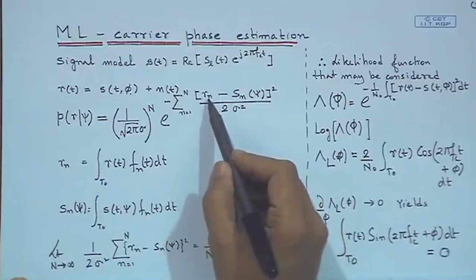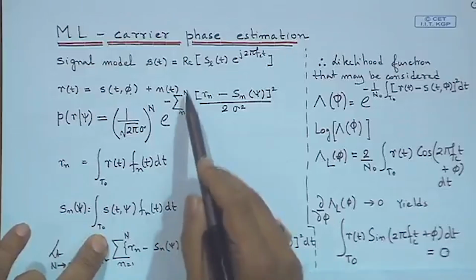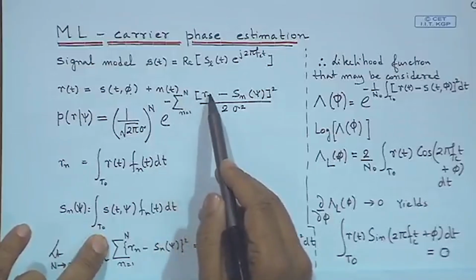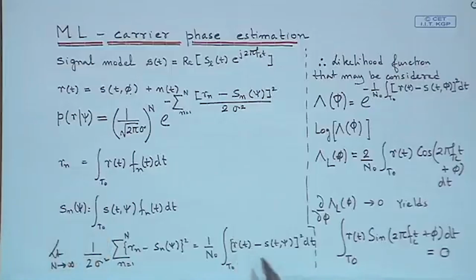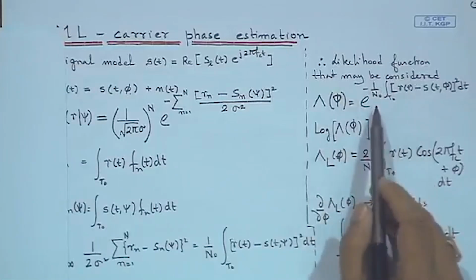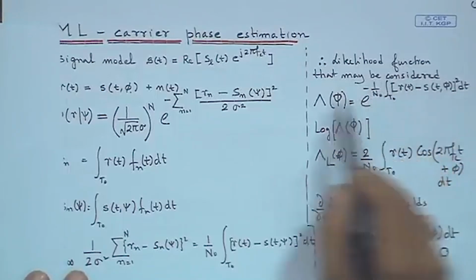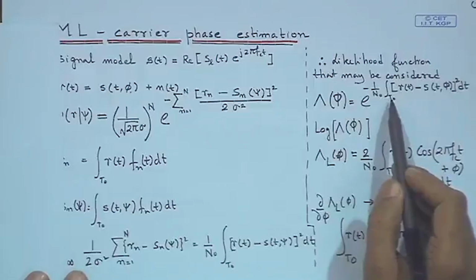So, you could actually take, instead of these components, you could write it in terms of this expansion, right. You could write in terms of the signal directly, instead of taking a summation over n. If you have taken all the components, then you could write in terms of the integration. So, the likelihood function that may be considered now is this, right. So, instead of the summation, we have gone to the integration.